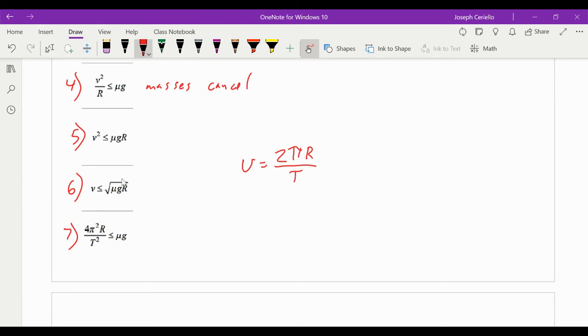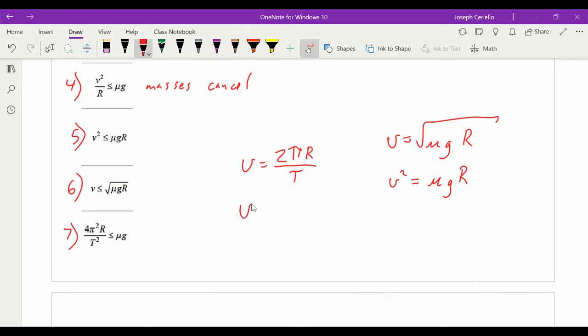So what did they do over here? Okay, they took the square root and then they undid the square root. It's kind of weird what they did. So let's see where they started. They started here. v equals radical mu g r. They squared both sides, which they basically undid that step. So it's kind of a silly step.